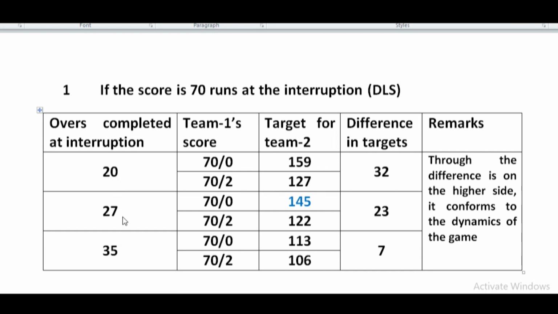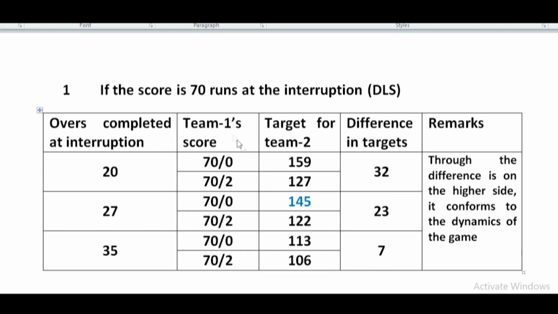Now if the interruption occurs when 27 overs are completed, the targets are 145 for 0 wickets and 122 for 2 wickets, and the difference is 23 runs. So it is coming down nicely. And if the interruption takes place after 35 overs, the difference is 113 minus 106 is equal to 7. So again nicely it is coming down. So this is following the right pattern. So there are no issues with this score of 70.